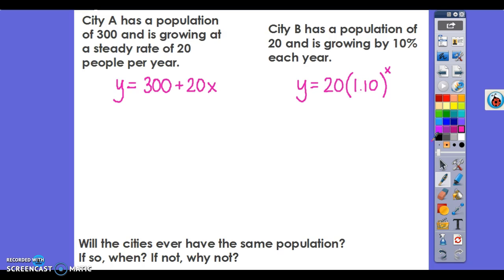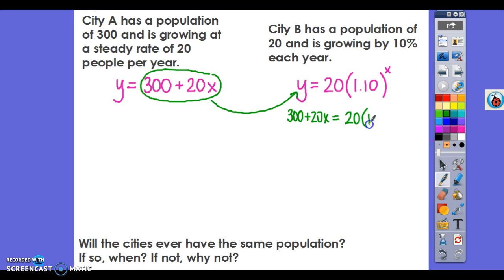All right. So on year 0, we're at 300 in City A. Year 0, we're at 20 in City B. All right. Do you want to do graphing, substitution, or elimination? Let's decide. So these are already solved for y, so we could almost do a substitution and plug that in for there. So 300 plus 20x equals 20 times 1.1 to the x.